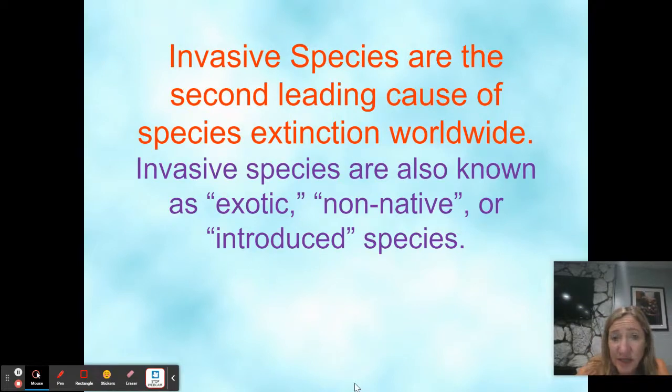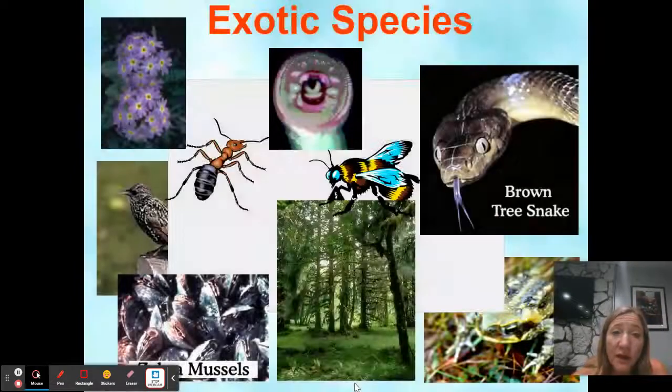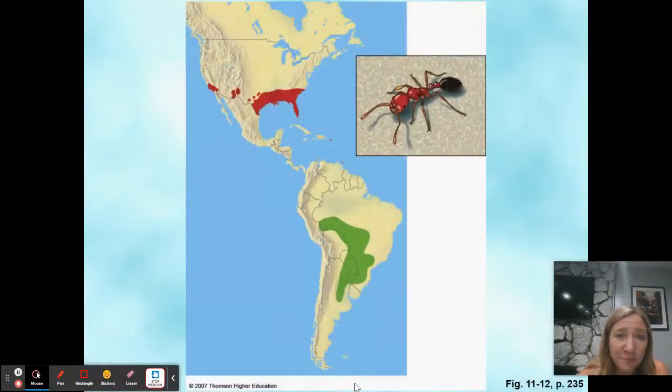Invasive species are the second leading cause. Other words for invasive species, you might hear exotic or non-native or introduced species. So all of those kind of mean the same thing. Here are just some examples of exotic or non-native species. We're going to talk about a few more of them in a moment.